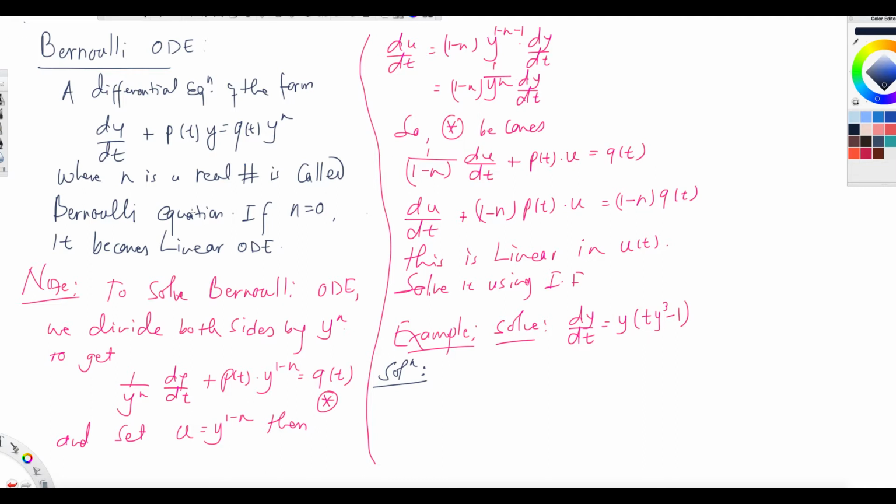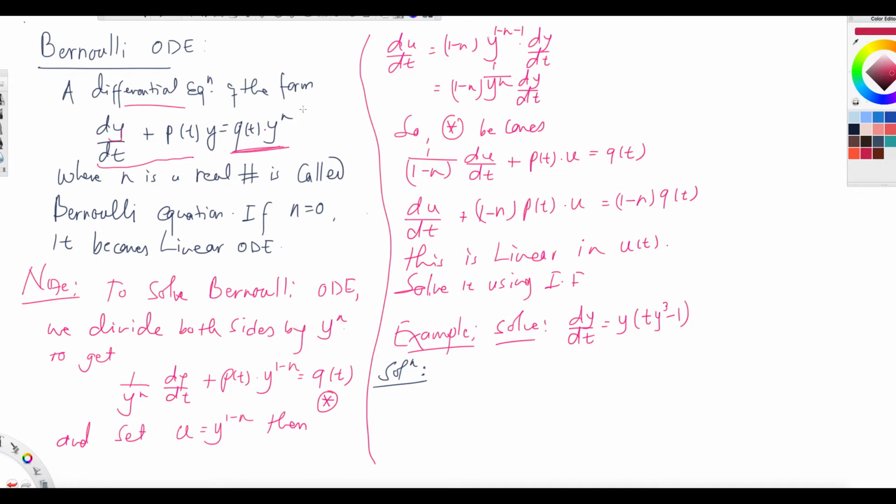A differential equation of the form dy/dt plus p(t) times y. We saw that left hand side already, but on the right hand side, if there is just q(t), not y to the n, then it is called linear. But you will see some equations where on the right hand side you get q(t) times y to the n: dy/dt plus p(t) times y equals q(t) times y to the n. This type of equation is called a Bernoulli equation. That n can be any integer or negative number or any real number, decimal, fraction, anything.